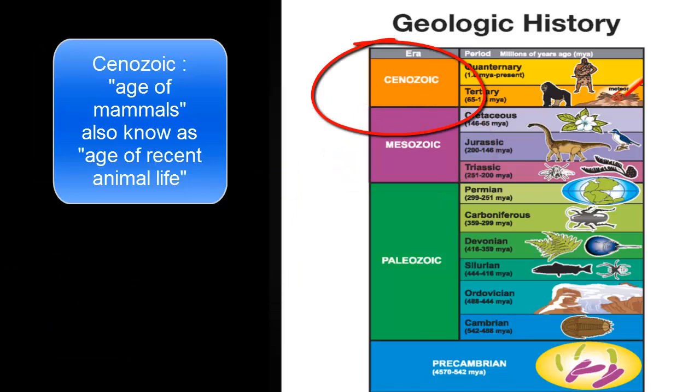And finally, we have what's called the Cenozoic era, which is oftentimes known as the age of mammals. I do want to make sure we understand that this is when most of the large land animals started to appear in our fossil record, but it's not the only time that mammals appeared. But this is typically when we see the largest land mammals start to appear.